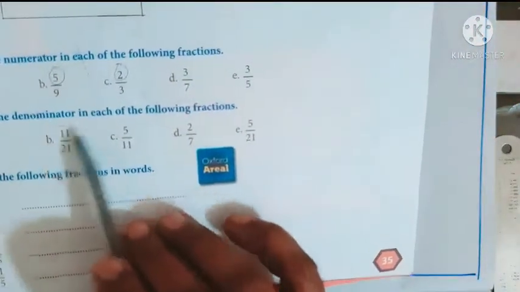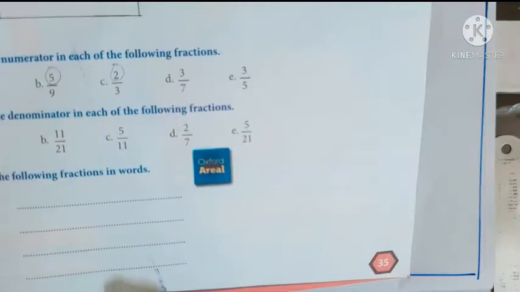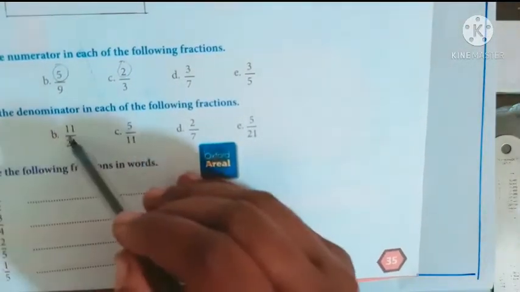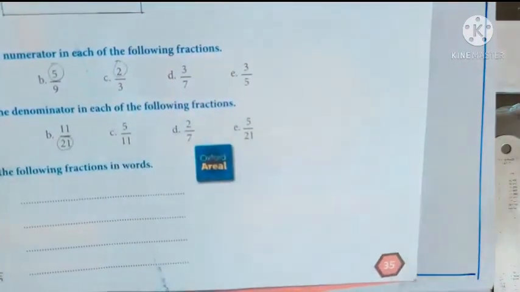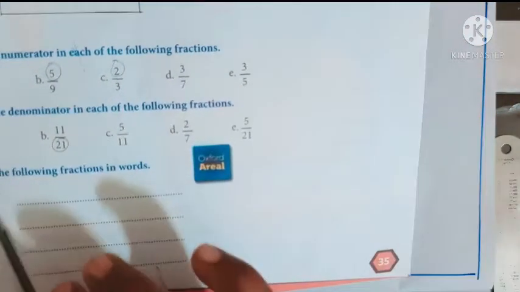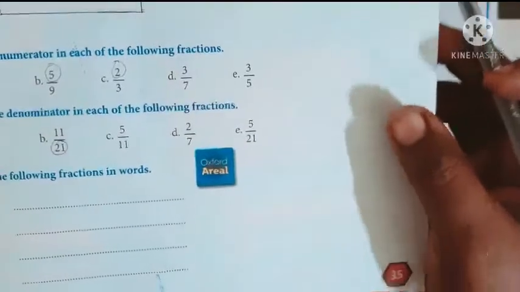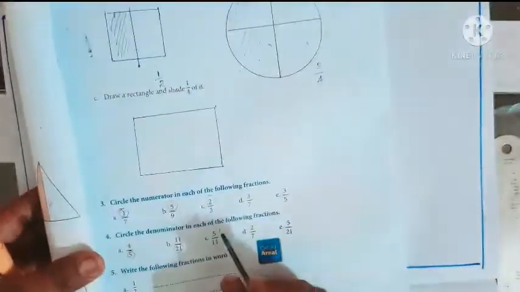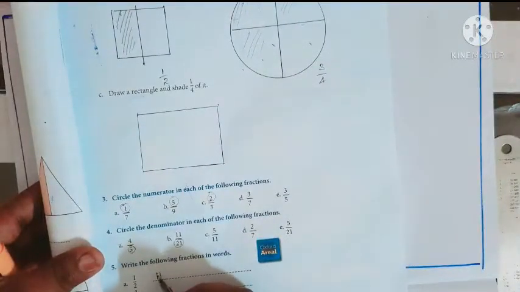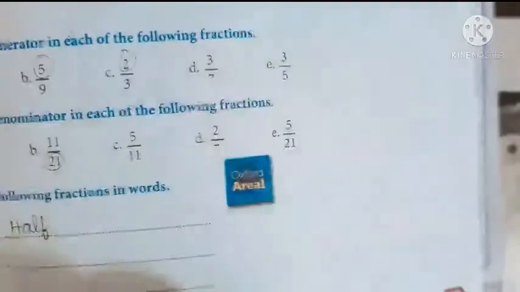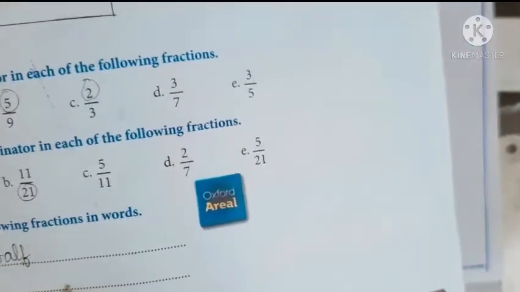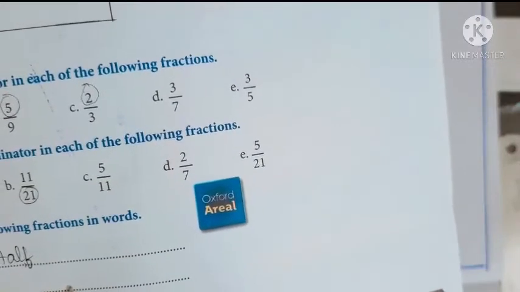Circle the denominators in each of the fractions. Denominator is what? The number which is down, right? So that you can circle it. That is a simple activity. Good. Write the following fractions in words. So 1 by 2 can be said as what? Half. You write it H-A-L-F. It is half. 3 by 4 can be written as 3/4.